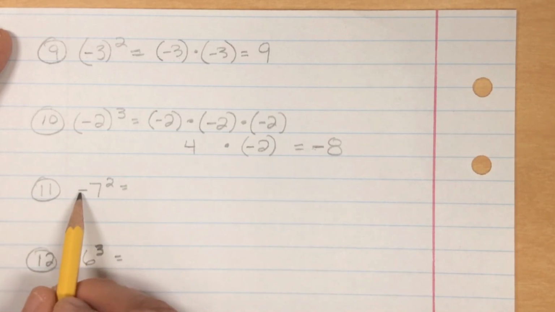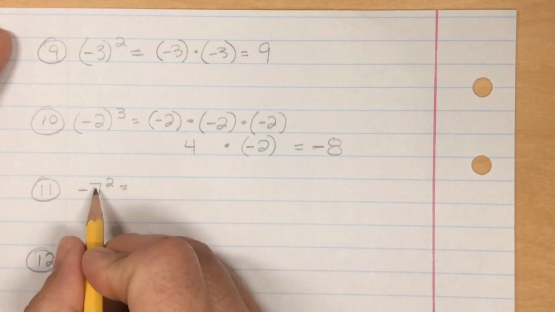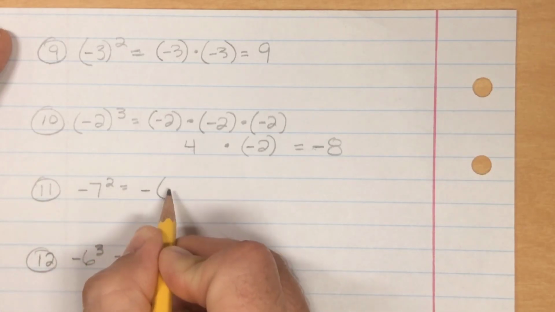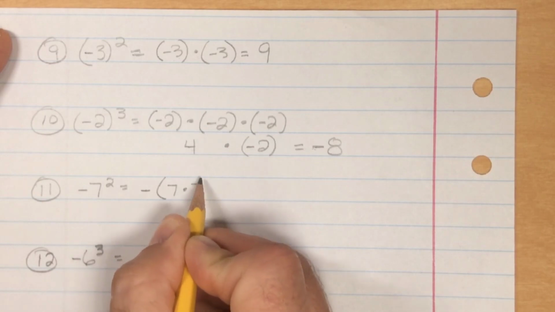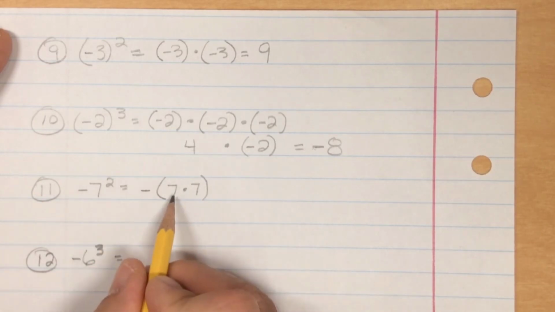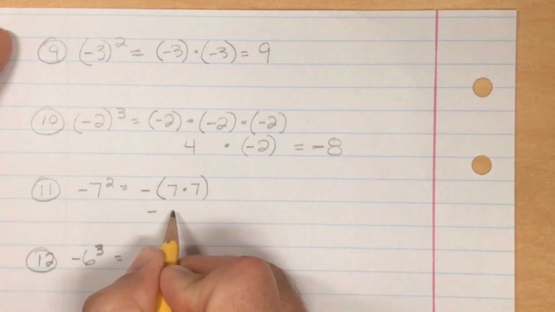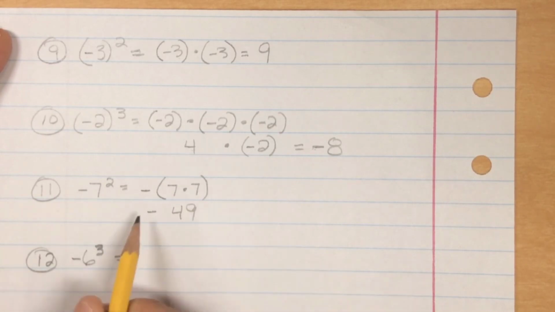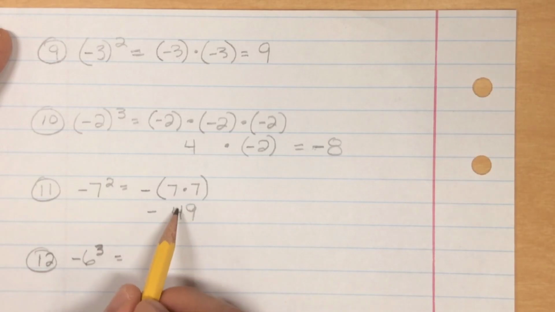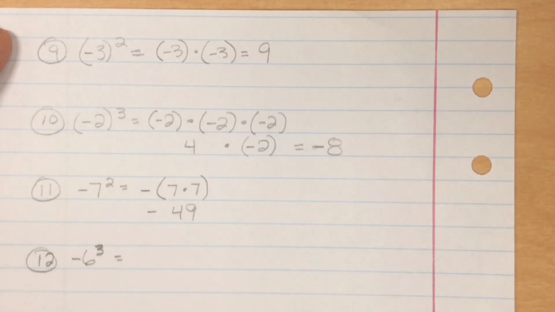Number 11, -7 squared, not in parentheses. So what this equals is a -7 times 7. Well, 7 times 7 is 49. So I have -49. That negative gets applied after I do the multiplication.